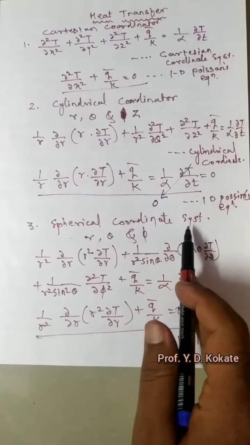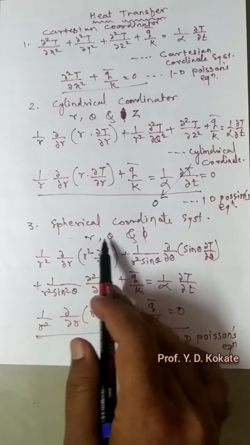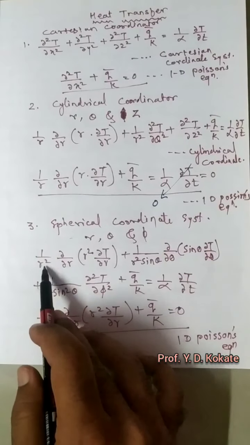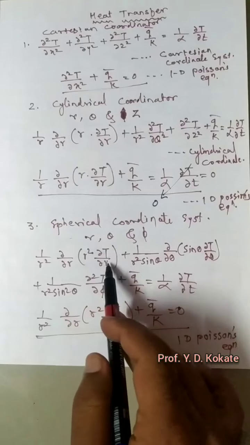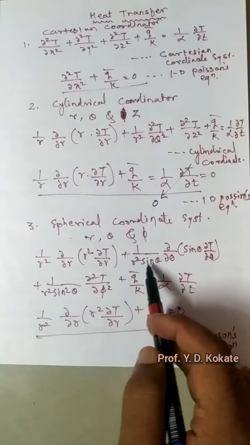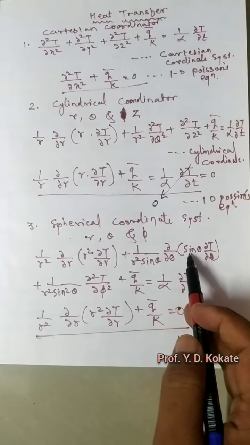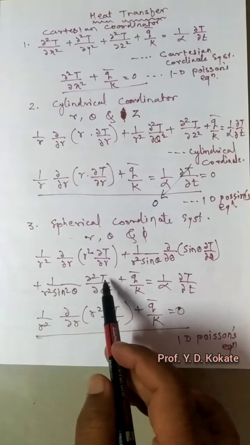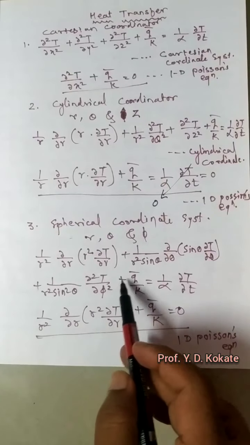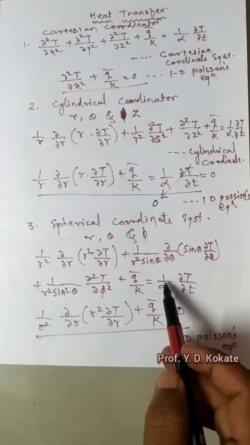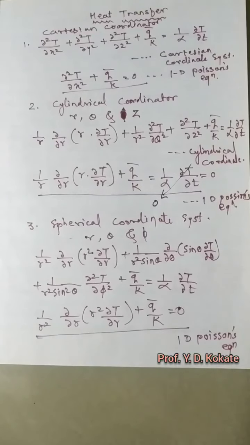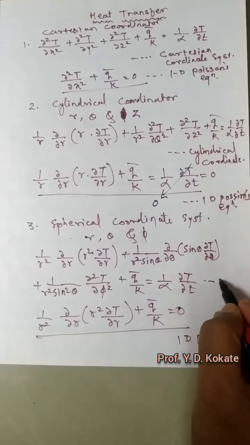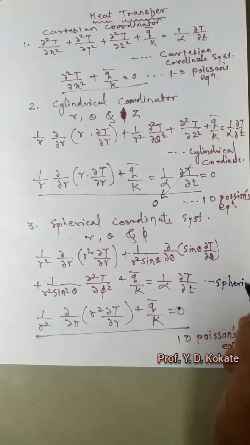For spherical coordinate system, the coordinates are r, theta and phi. So the equation becomes 1 upon r square d by dr of r square dT by dr plus 1 upon r square sin theta d by d theta of sin theta into dT by d theta plus 1 upon r square sin square theta d2T upon d phi square plus q bar upon k is equal to 1 upon alpha dT by dt. This is your spherical coordinate system three-dimensional equation.